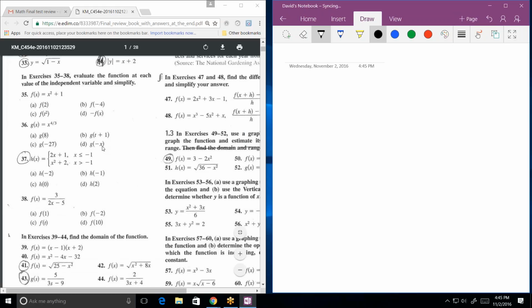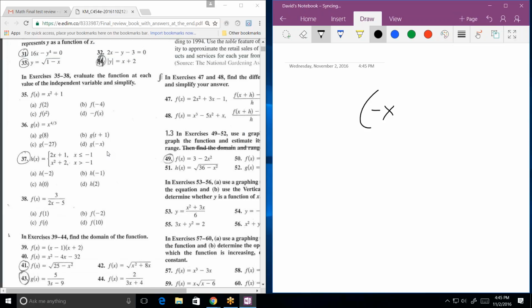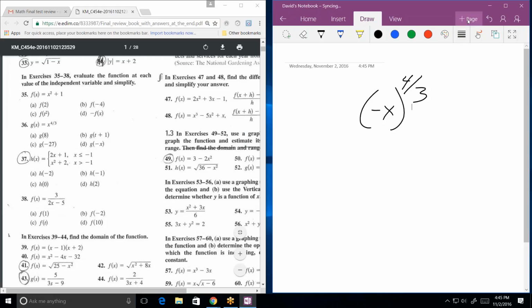Now number D, I guess it would be -x to the 4/3. Right? In other words, whatever's in the parentheses, you plug in for x. That's what I did. All right, 37.